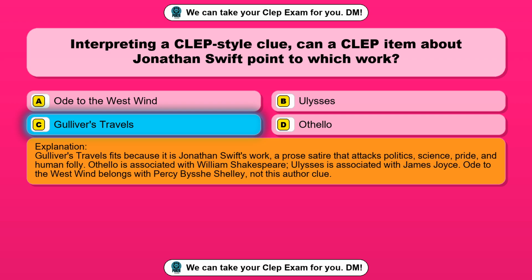Gulliver's Travels fits because it is Jonathan Swift's work, a prose satire that attacks politics, science, pride, and human folly. Othello is associated with William Shakespeare. Ulysses is associated with James Joyce. Ode to the West Wind belongs with Percy Bysshe Shelley, not this author clue.